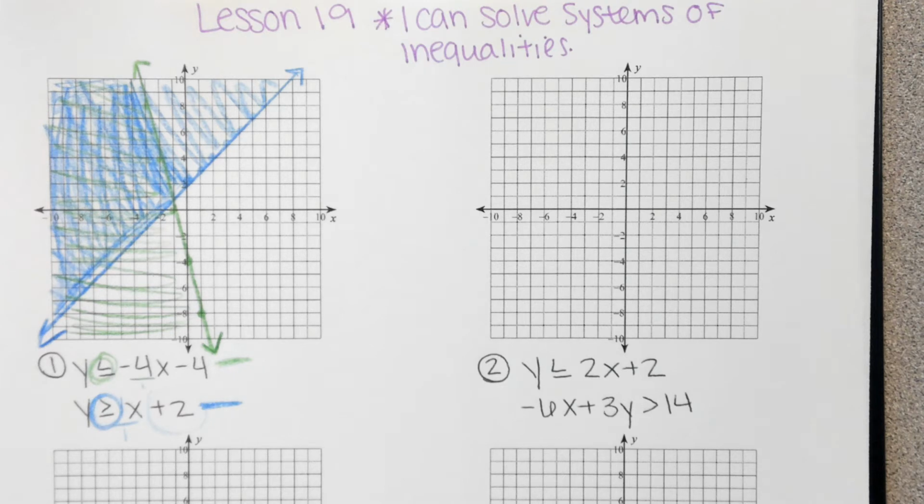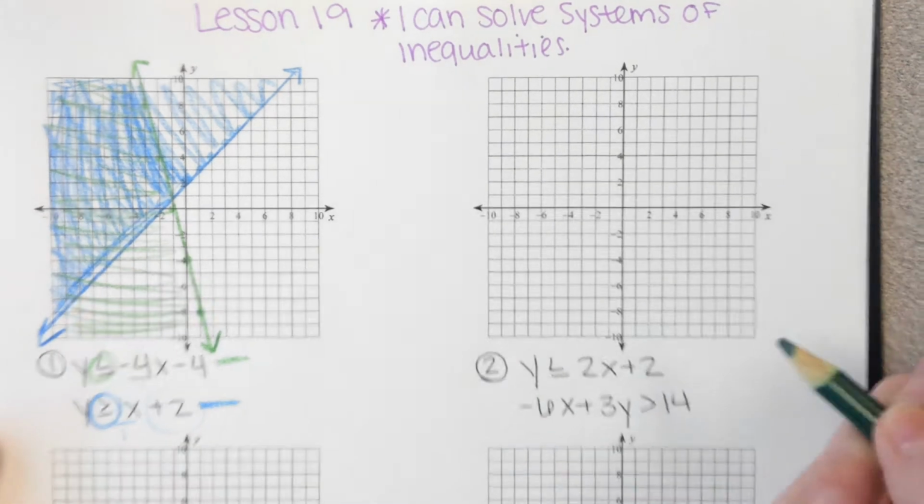Like I was saying, even if you just sketch out the lines on your paper and color in where they should be shaded, you should still be able to see that overlapping region and pick the correct answer in the multiple choice questions. Okay.